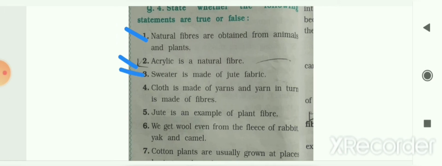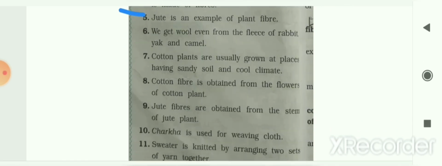Next, sweater is made of jute fabric. So again its answer is false. Next, cloth is made of yarns, and yarn is in turn made up of fibers. So the answer is true. Next, jute is an example of plant fiber. So the answer is true. Next, we get wool even from the fleece of rabbit, yak and camel. So the answer is true. The next is, cotton plants are usually grown at places having sandy soil and cool climate. So the answer is false.